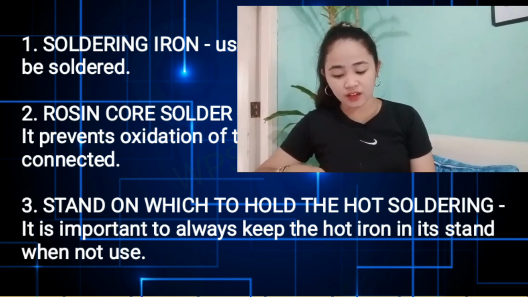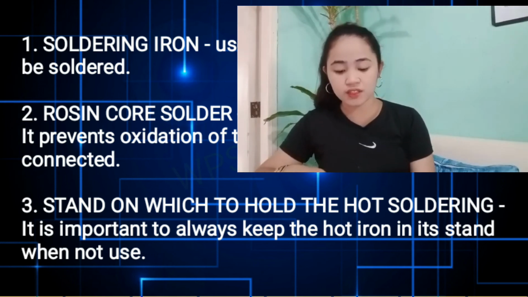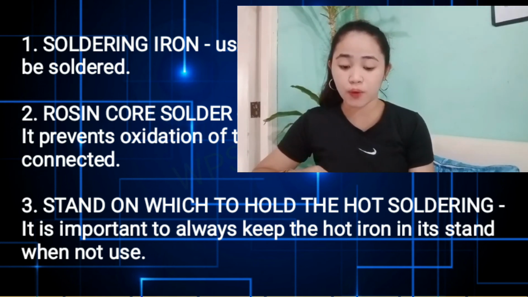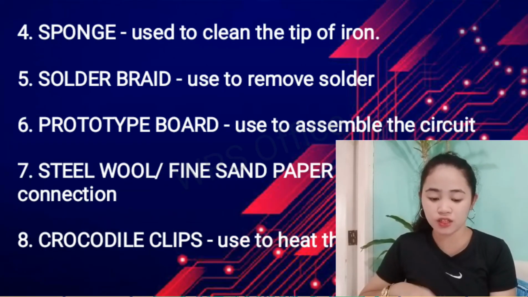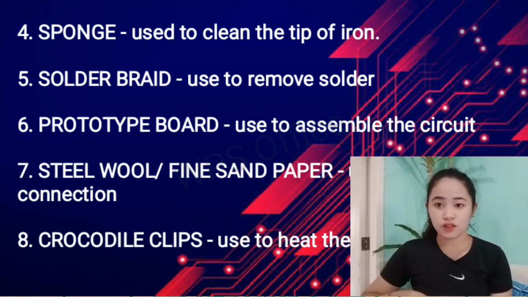This is the stand for the hot soldering iron. There are a variety of stands available. It is important to always keep the hot iron in its stand when not in use. Next is the sponge. The damp sponge is used to clean the tip of the soldering iron. Next is the solder braid. This is used to remove solder. To use the braid, place it over the solder to be removed and heat it from above with the iron.